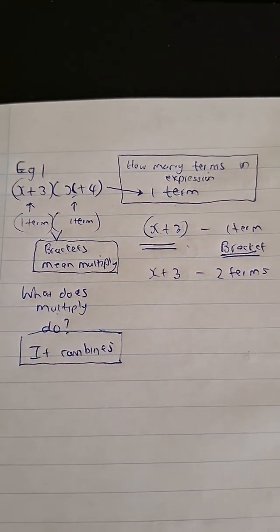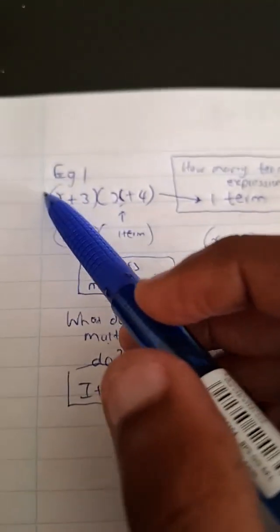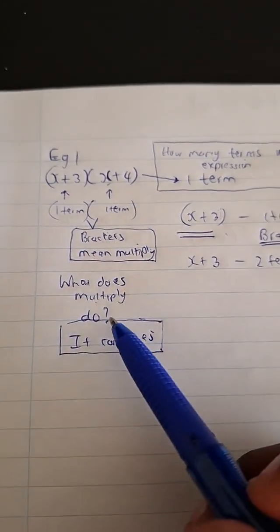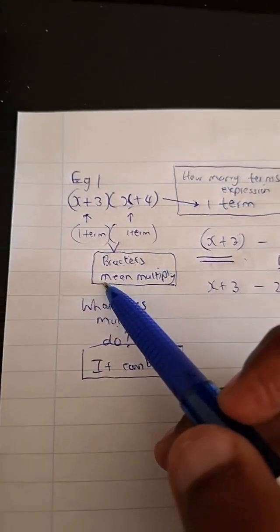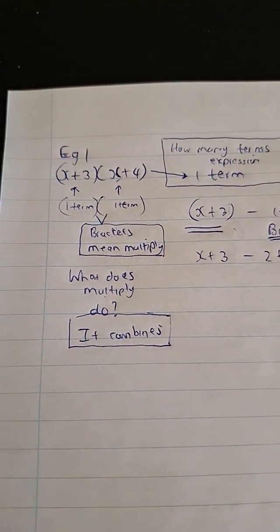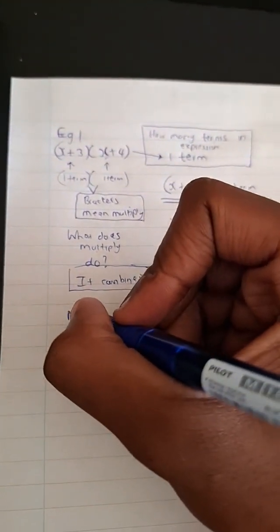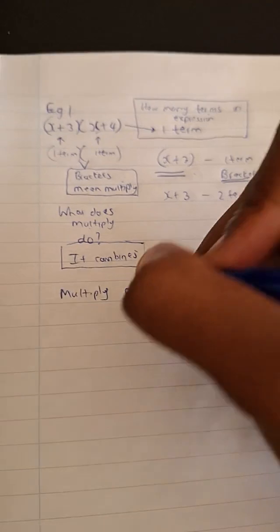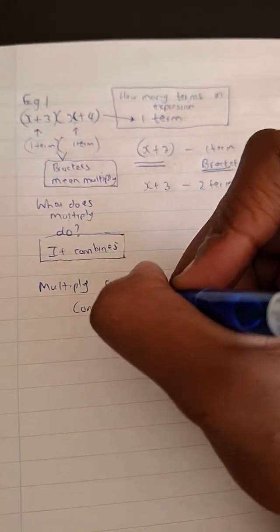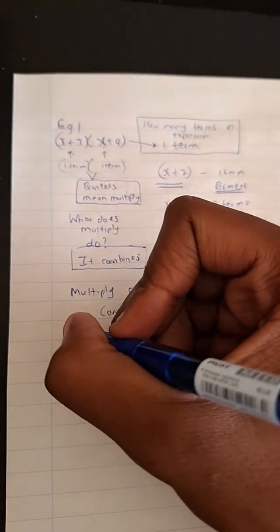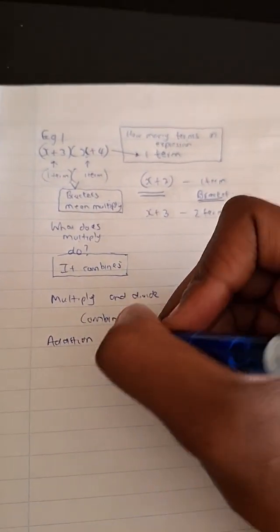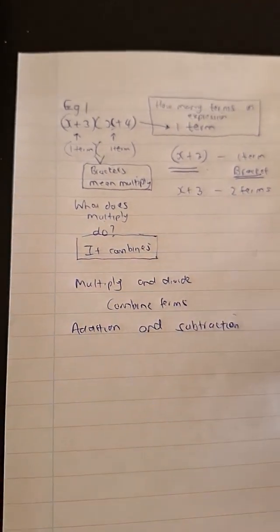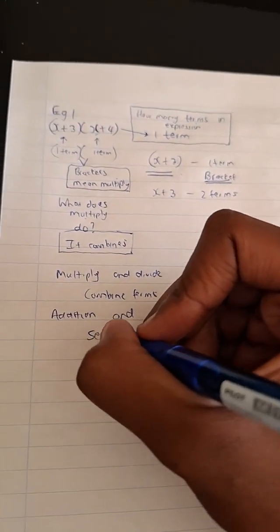This is one term. Please, good people. Brackets combine because brackets mean multiply. So the two operations that combine terms are multiply and divide, whereas addition and subtraction separate terms. You see, now I'm finding myself having to teach these basics. Addition and subtraction do what? They separate terms.